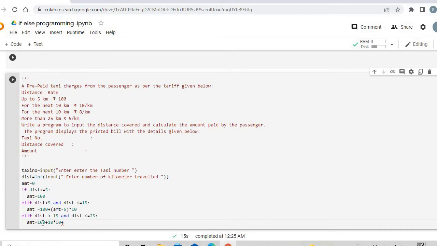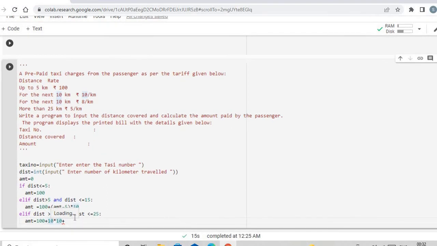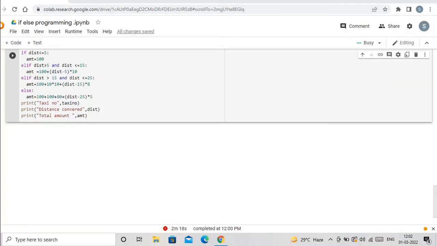So after 15 kilometers, this one is for the first 5 kilometers. This one is the next 10 kilometers, 10 into 10. Say if I go more than 15 kilometers, then how much? Okay, the third condition is this: if your distance covered is more than 15 kilometers but up to 25 kilometers, what will be the calculation?